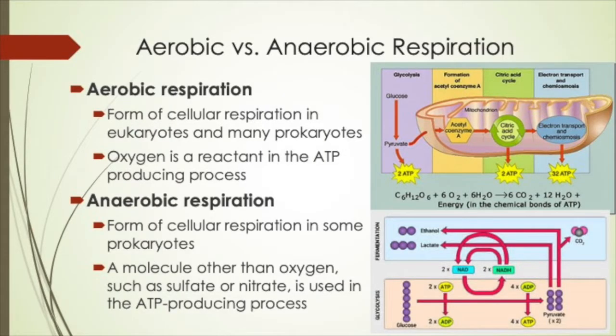Okay, so we have two different types of respiration. We have aerobic respiration, where you inhale oxygen, right? That's what we do. So aerobic respiration requires oxygen. So eukaryotes require aerobic respiration. Many prokaryotes do as well. This is what mitochondria require. Oxygen is a reactant in the ATP producing process.